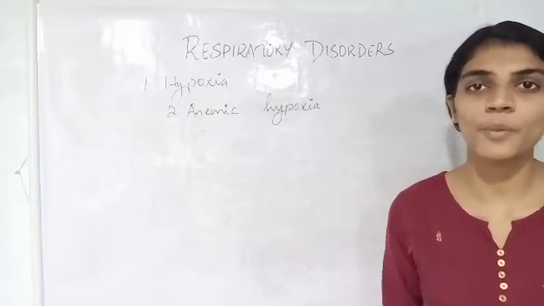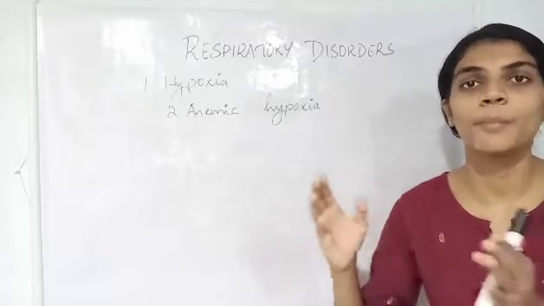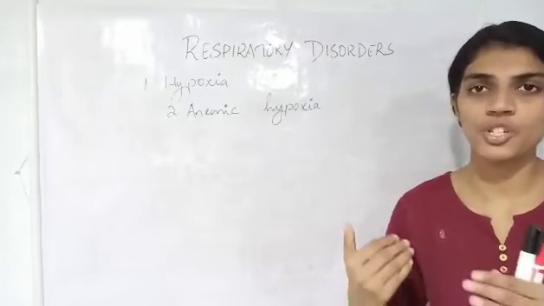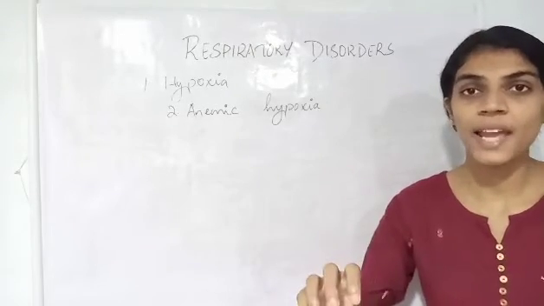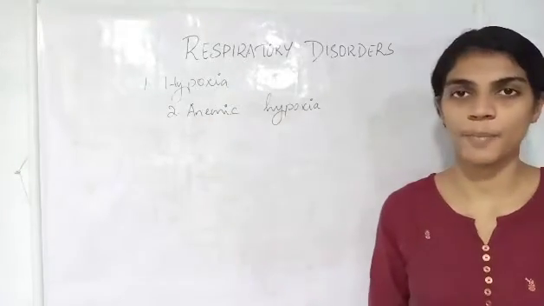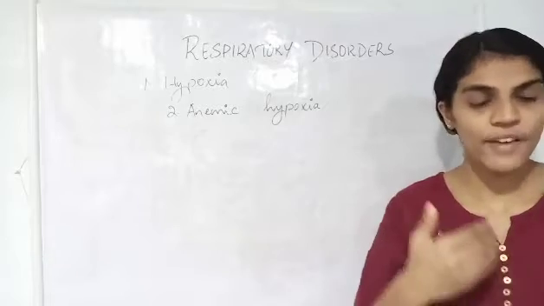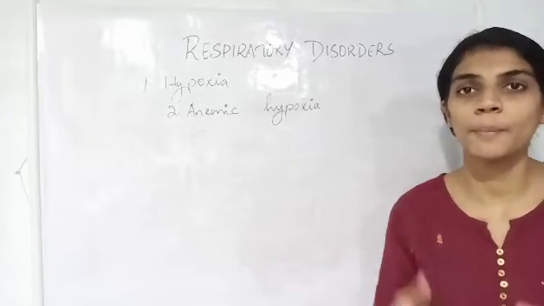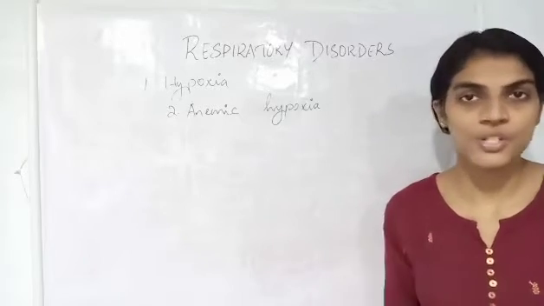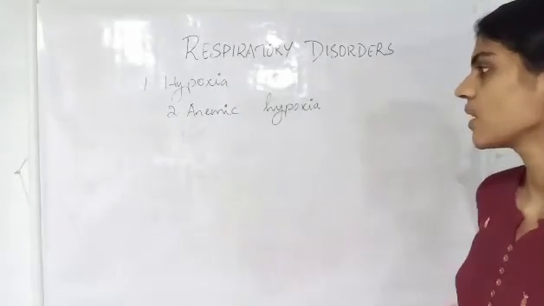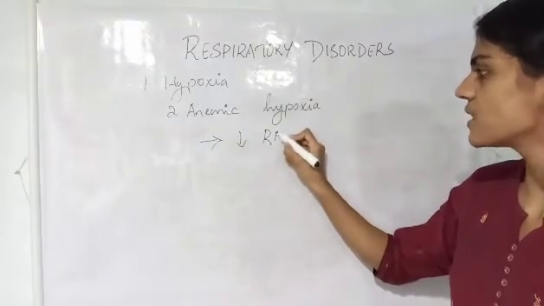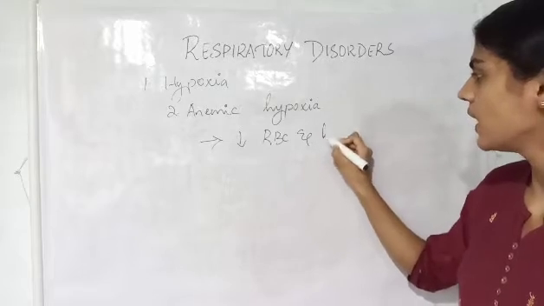What is the only problem here? The problem is with the blood. Even if there is a proper diffusion of oxygen into the blood, if the blood is unable to carry that oxygen, such a condition is known as anemic hypoxia: the inability of the blood to carry oxygen. Which are the causes for that? First of all, decreased RBC and hemoglobin.